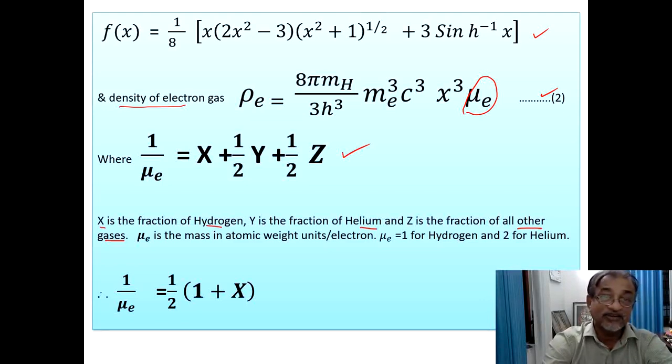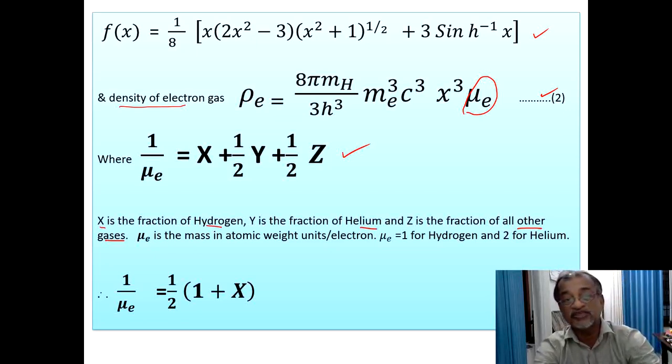The density of the electron gas is given by equation 2, rho e equal to 8 pi mH by 3h cube, me cube, c cube, chi cube, mu e, where mu e can be defined as 1 by mu e equal to x plus half y plus half z, where x is the fraction of hydrogen, y is the fraction of helium, and z is the fraction of all other gases present in the star.